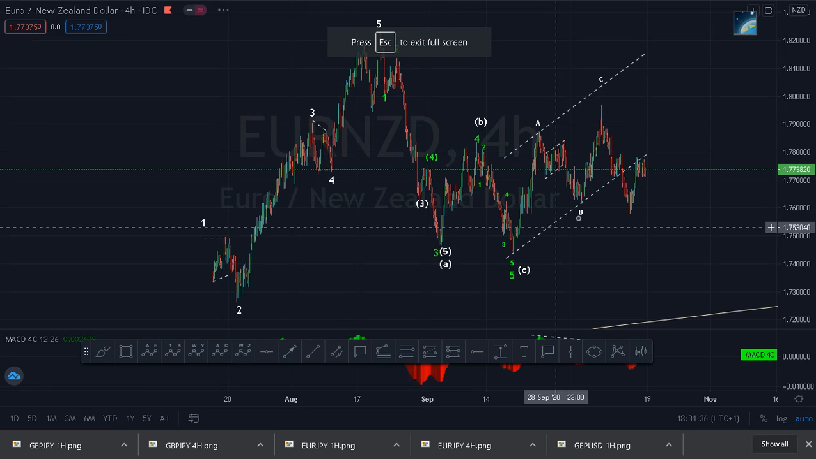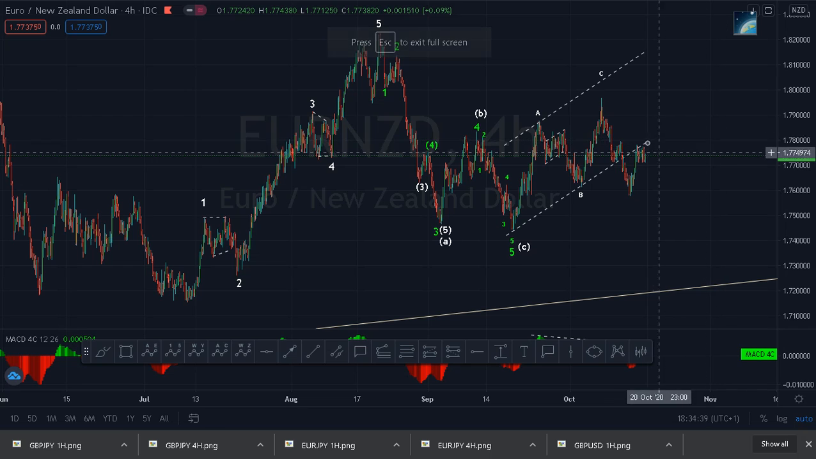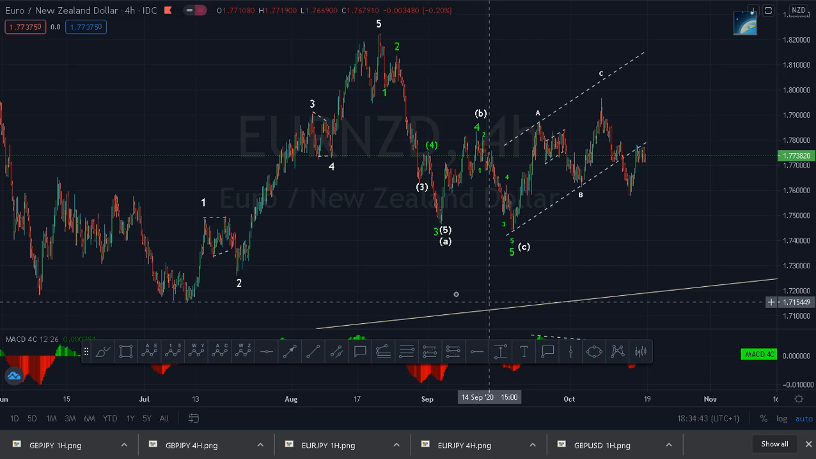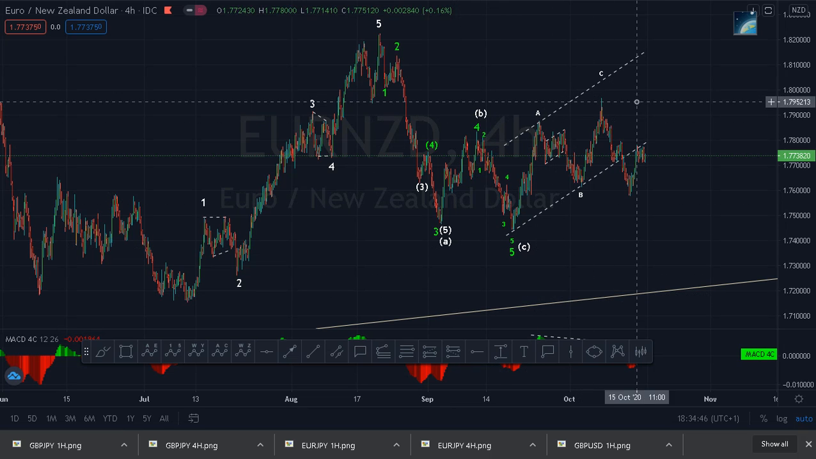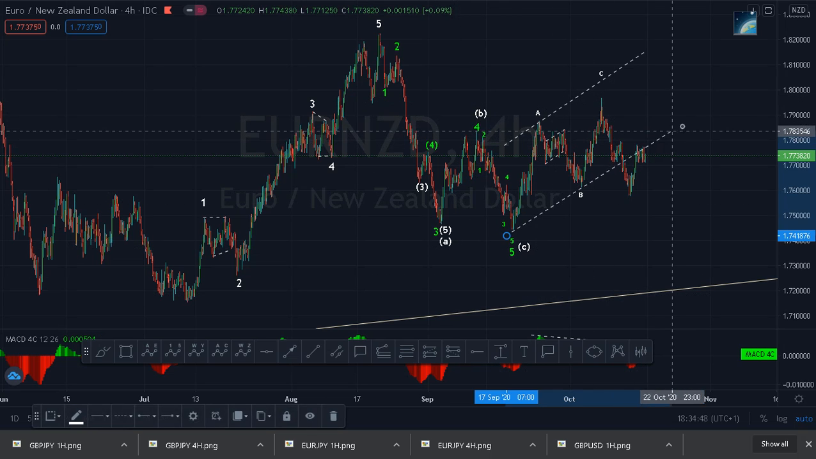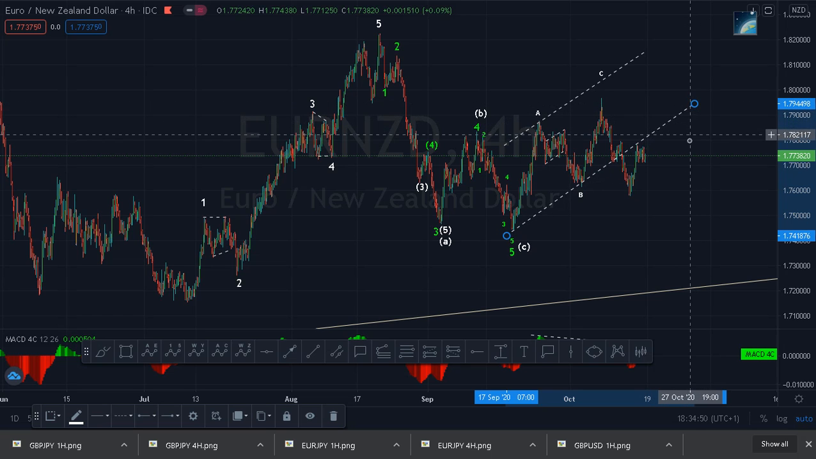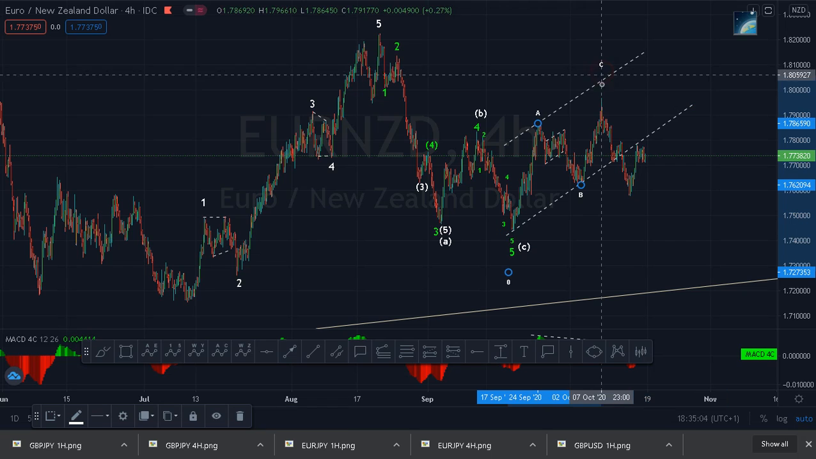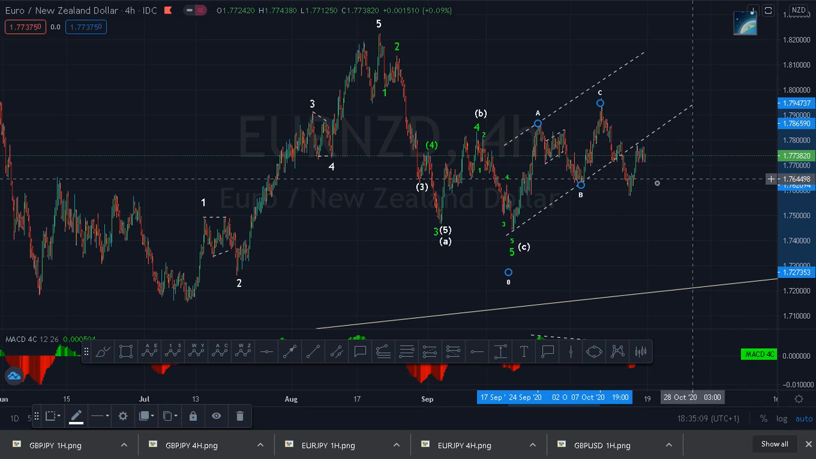Euro NZD, this is 4 hours, and as you can see, this is impulse 1, 2, 3, 4, 5, and this is correction A, B, C. So last week I pointed out, this is a nice market. If you miss others, don't miss this one. Last week I pointed out that if you have a bounce, this C might still linger, but I can tell you that this C is over.